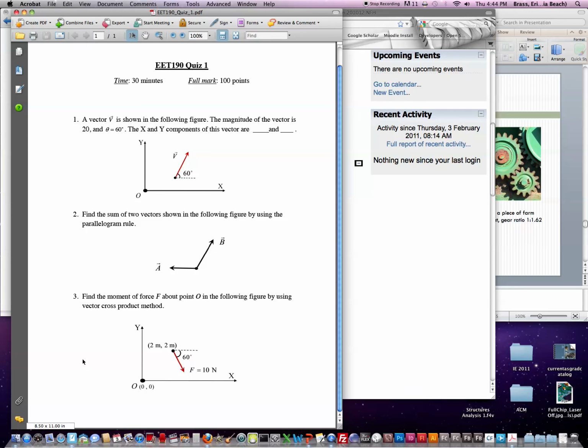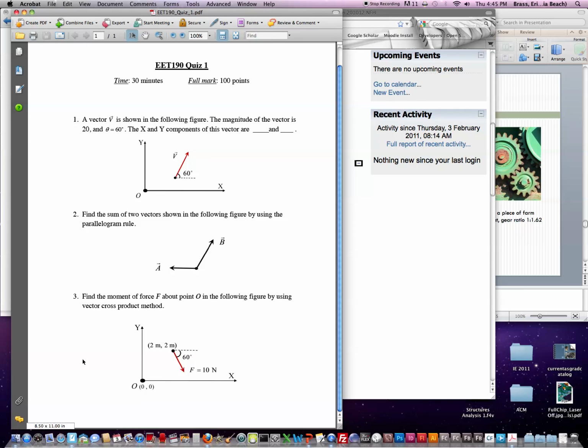The last thing. Find the moment of force about point O in the following figure by using the vector cross product method. So let's see. We have a force going down. And it's going down. Well, that's 10 newtons, right? How do you do this? So if O is the origin, all right, find the moment of force F about point O in the following figure by using the vector cross product method.